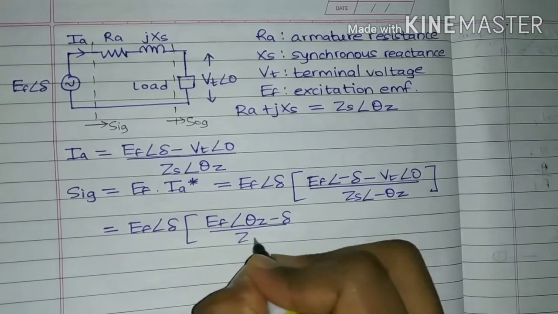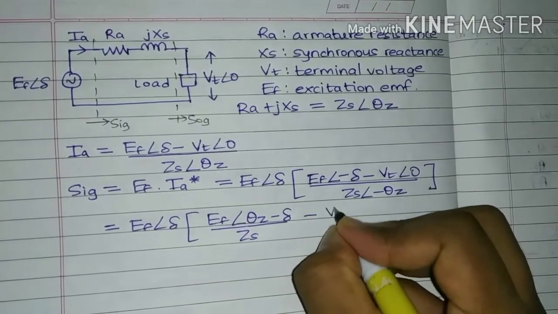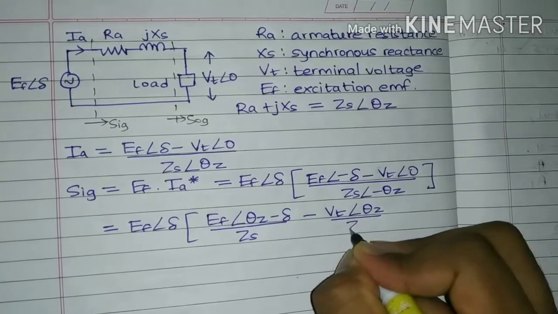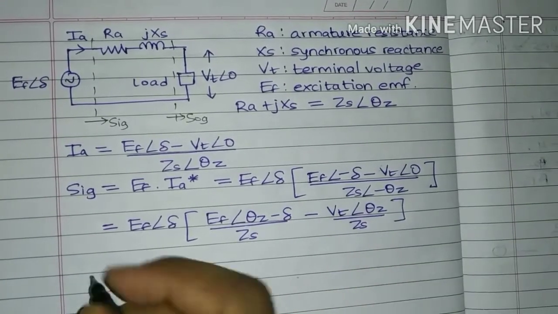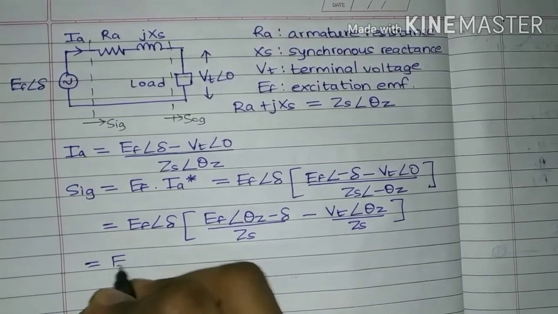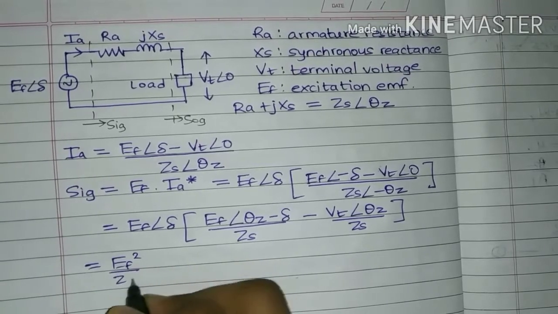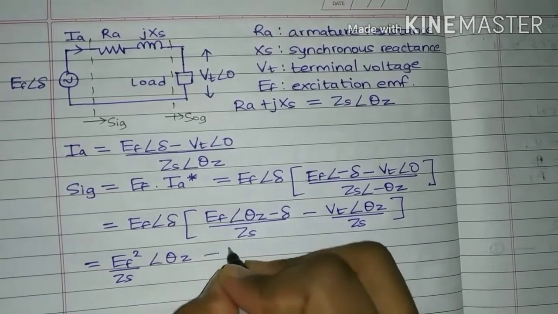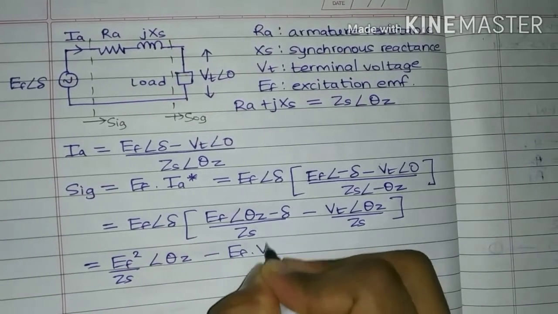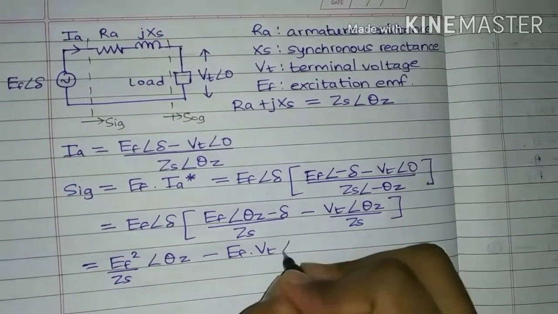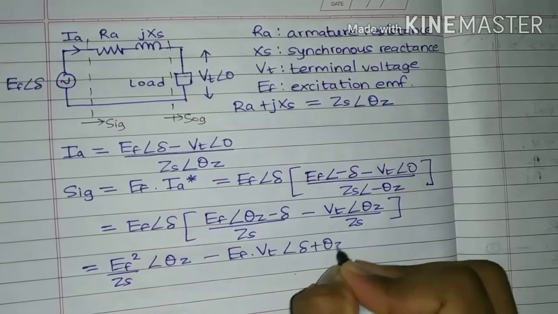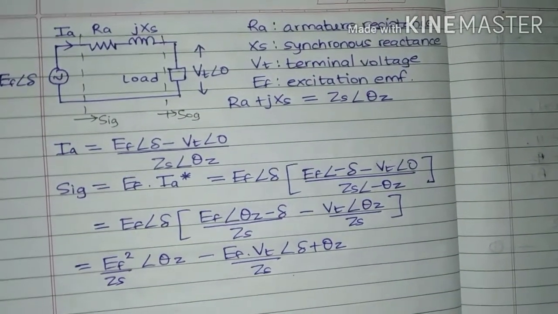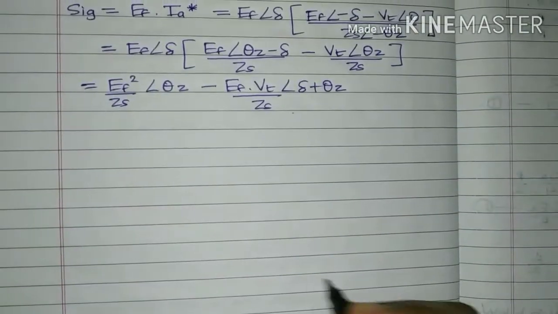divided by ZS minus VT angle θZ divided by ZS, which is equal to EF square divided by ZS angle θZ minus EF into VT angle δ plus θZ divided by ZS. So this is in polar form.